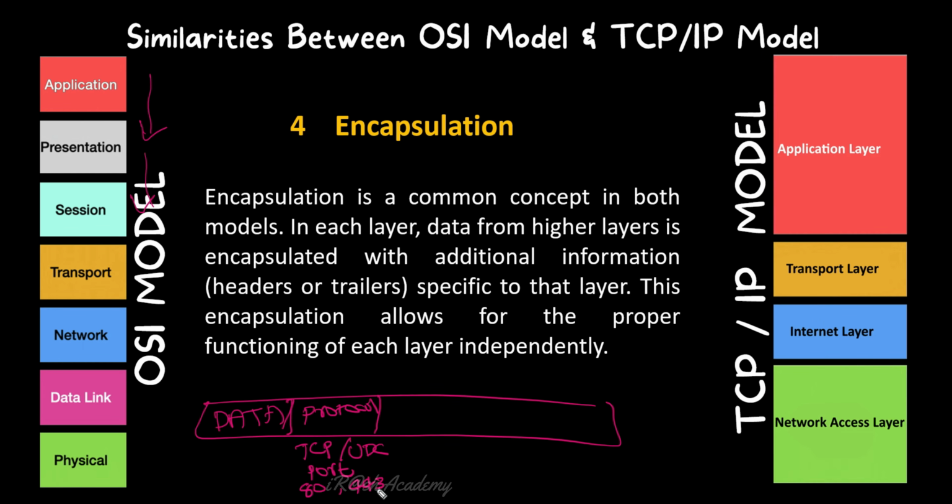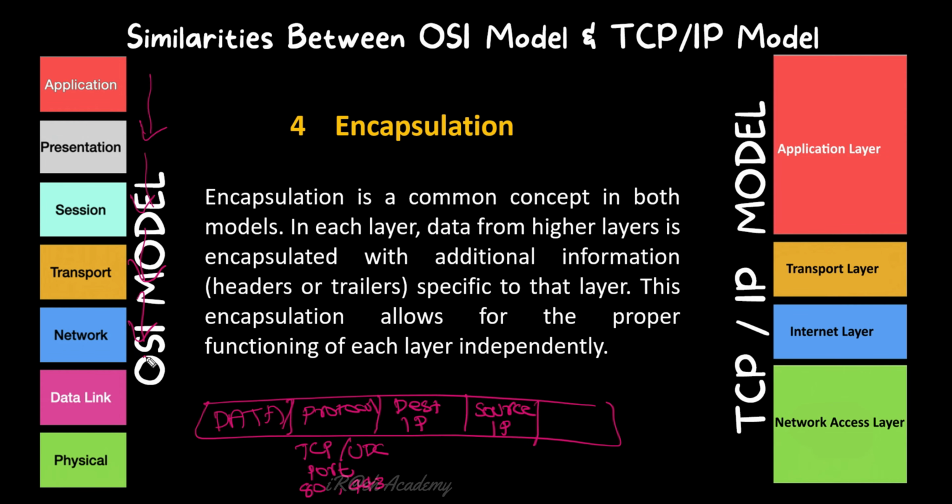And when the data then moves from the transport layer to the network layer, additional information will be added from the perspective of the network layer. That means the IP address. So in the IP address field, what is the destination IP and what is the source IP? This information will be added along with the data.